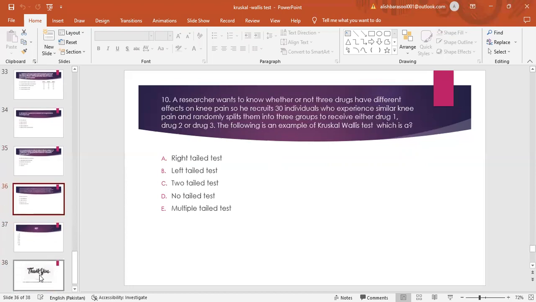A researcher wants to know whether or not three drugs have different effects on knee pain, so he recruits 30 individuals who experience similar knee pain and randomly splits them into three groups to receive either drug 1, drug 2, or drug 3. The following is an example of Kruskal-Wallis test, which is A, right tail test, B, left tail test, C, two tail test, D, no tail test, and E, multiple tail test. C. No, A is the right answer. The Kruskal-Wallis test is always a right tail test.